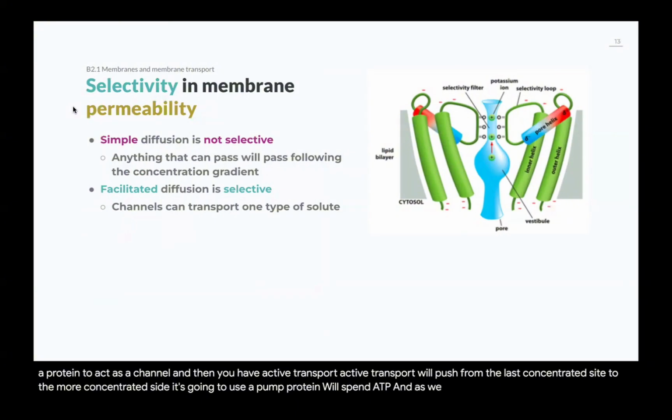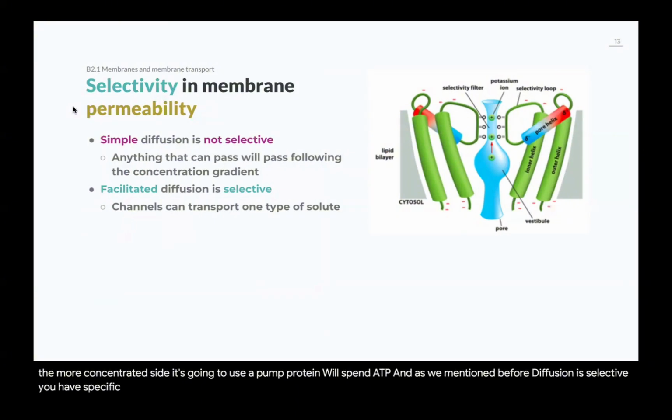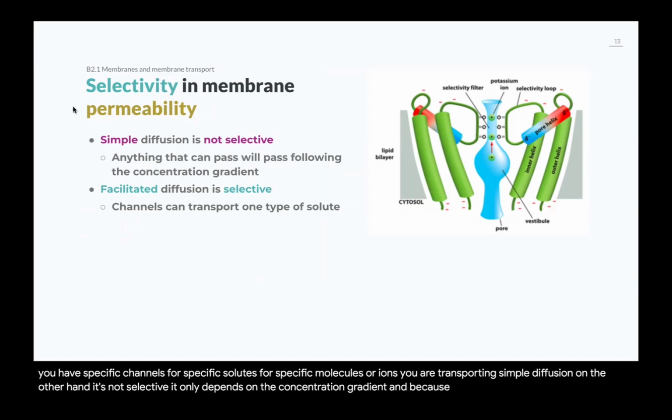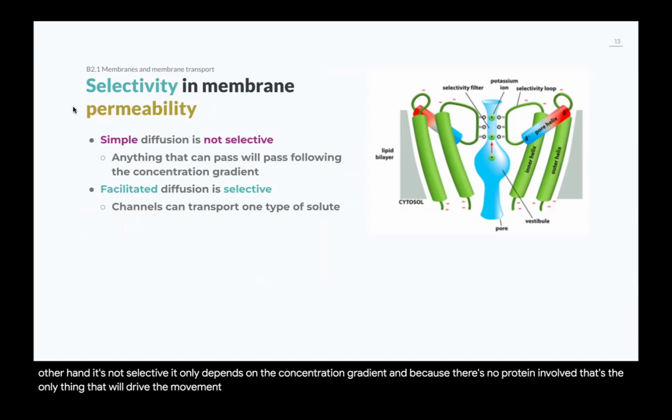And as we mentioned before, facilitated diffusion is selective. You have specific channels for specific solutes, for specific molecules or ions you are transporting. Simple diffusion, on the other hand, is not selective. It only depends on the concentration gradient. And because there's no protein involved, that's the only thing that will drive the movement. As long as the molecule is small enough and non-polar, it can just go through the membrane based on the concentrations on one side and the other side of the membrane.